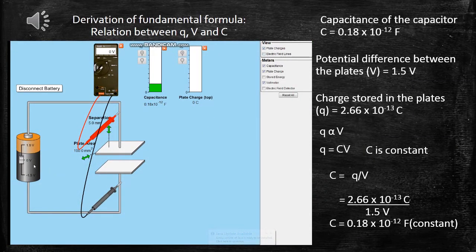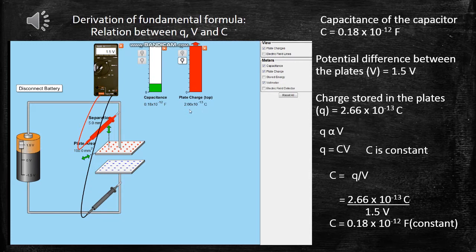In this slide, we are going to derive the relation between Q, V and C. Let us see the meaning of Q, V and C. What is Q? Q means the charge stored in the capacitor. V means the potential difference supplied across the two plates of the capacitor. What is C? C means the capacitance of the capacitor. These three have to be related by an equation. First we will understand the relation between Q, V and C.